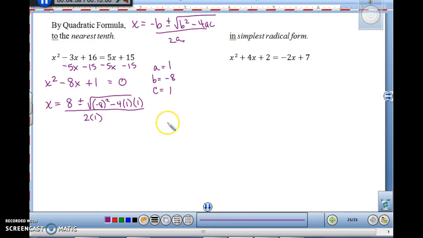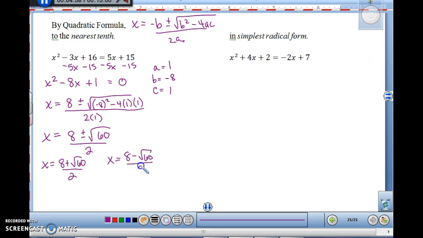So if I go back here, I can put on my paper x equals 8 plus or minus the square root of 60 over 2. Okay, now this says we're going to round this to the nearest tenth, so I'm not worried about breaking this down into simplest radical form. But I do want to remember that this is actually 2 answers. This is x equals 8 plus the square root of 60 divided by 2, and it's also x equals 8 minus the square root of 60 divided by 2.